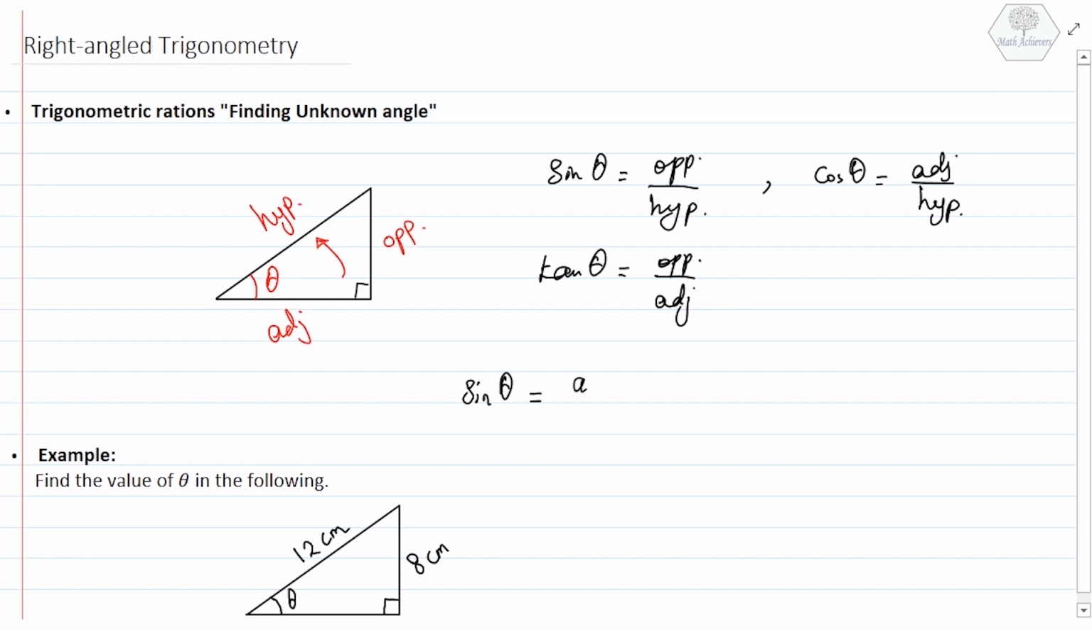In order to find an unknown angle, let's say I have sine theta, which is equal to A over B. In order to find theta, I simply use the sine inverse function. So theta would be equal to sine inverse of the value A over B. Let's see an example on how to apply the sine inverse function to find an unknown angle.